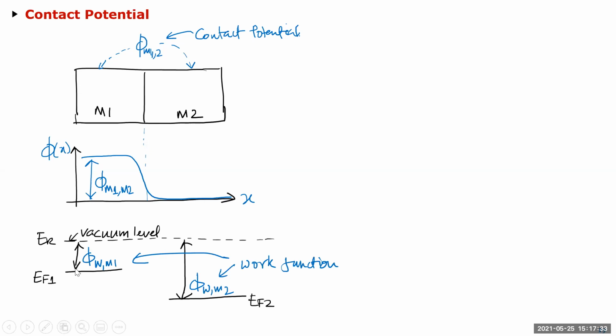The work function is defined by the energy required to take an electron from its Fermi level to the vacuum level. Okay, so different materials have different work functions depending on how much energy you're spending from its Fermi level to the vacuum level. And essentially when you take these two materials and join them, the difference in the work function is the built-in potential, which is exactly the same as what you've done in the PN junction.